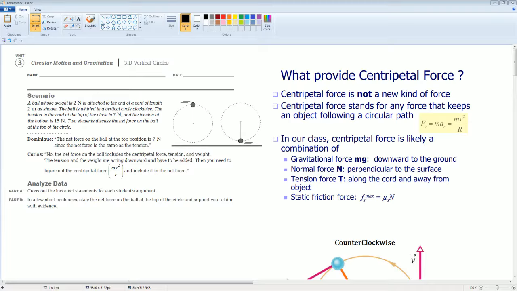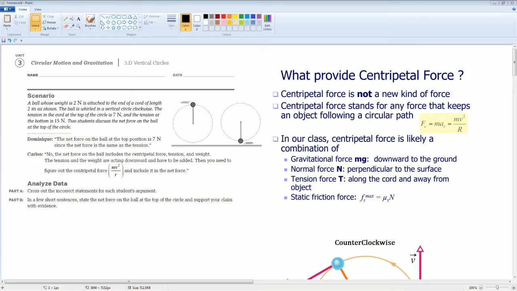So here's the scenario. A ball whose weight is 2 newtons is attached to the end of a cord of length 2 m. As shown, the ball is swung in a vertical circle, clockwise. The tension in the cord at the top of the circle is 7 newtons and the tension at the bottom is 15 newtons. Two students discuss the net force on the ball at the top of the circle. Here's Dominic and here's Carlos. Part A, cross out the incorrect statement for each student's argument.